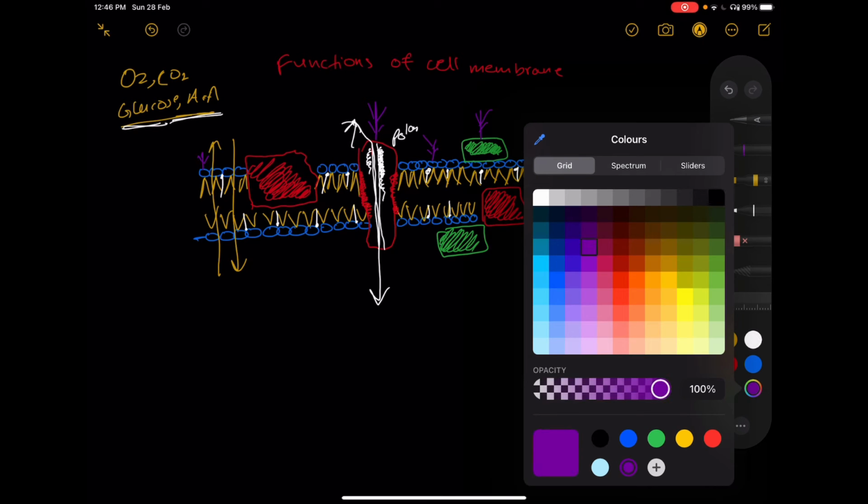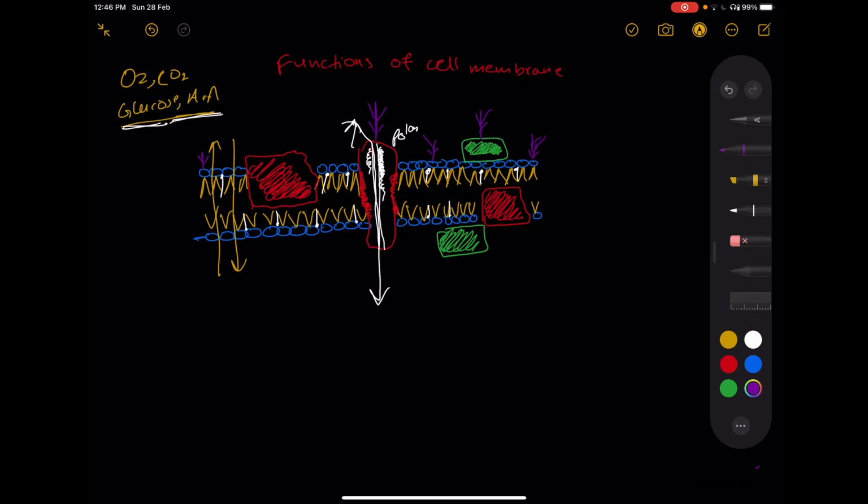You can see that I have drawn these things attached to phospholipids and proteins. These things are small carbohydrate chains. What this essentially means is that if they are attached to a protein, then this will be called a glycoprotein. If they are attached to a lipid, these will be called a glycolipid. Now, the main function of these glycoproteins and glycolipids is that they act as receptors.